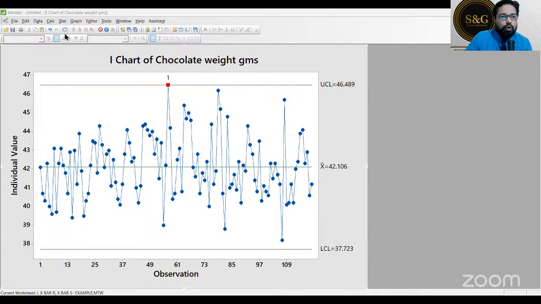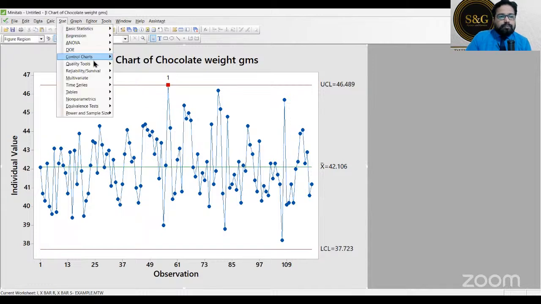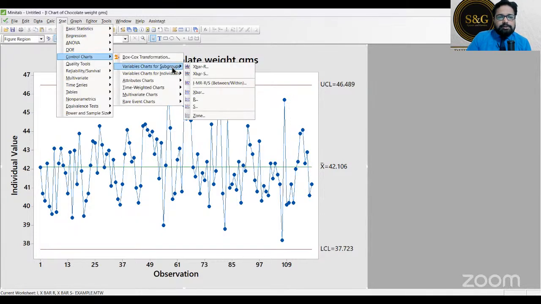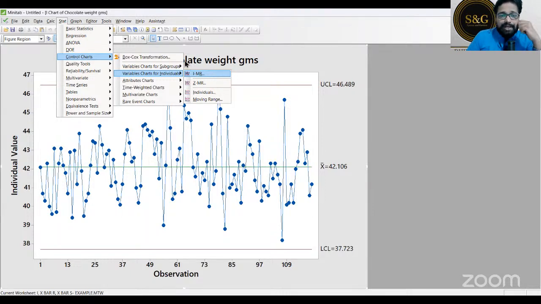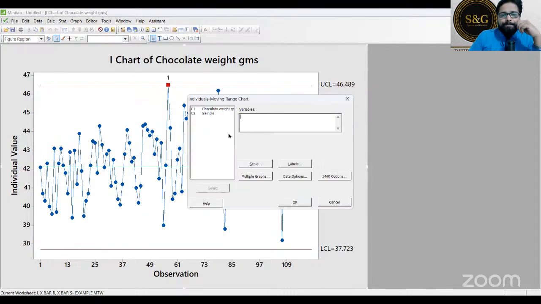Now let's come to moving range chart. Let's go to Stat, control chart, individual. Now, instead of individual, just select IMR chart. IMR is individual and moving range. So instead of one chart, we are going to plot two charts. The I chart will remain exactly the same as what we have plotted. Apart from that, we are going to plot the moving range chart. Now, what is moving range? First plot it, then I will explain to you. Same process. In the variable, select chocolate weight and say okay.